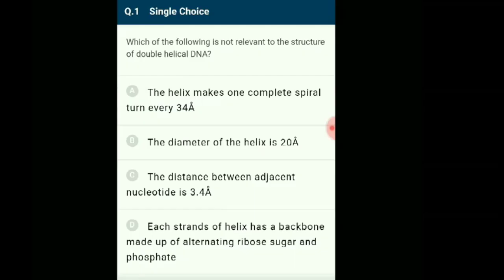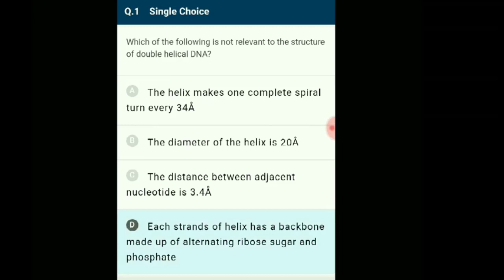Number 1. Which of the following is not relevant to the structure of double helical DNA? The Watson and Crick model shows that DNA is a double helix with deoxyribose sugar, phosphate backbone on the outside and paired bases on the inside. The planes of the bases are perpendicular to the helix axis. The planes of the sugar are nearly at right angles to those of the bases. So the answer for this question is option D.